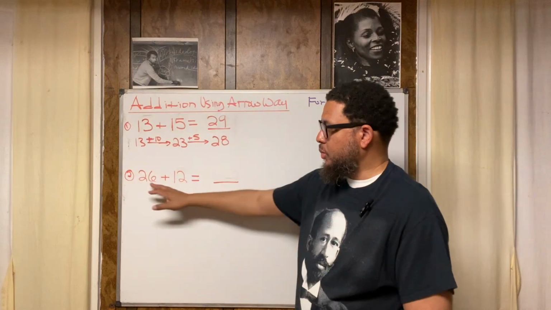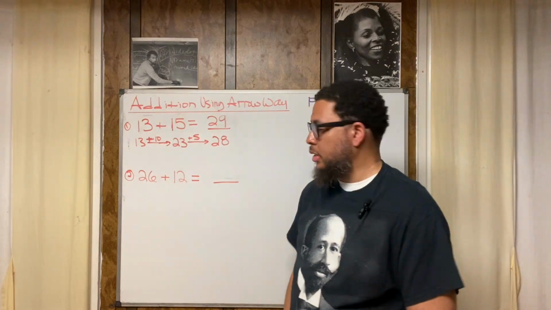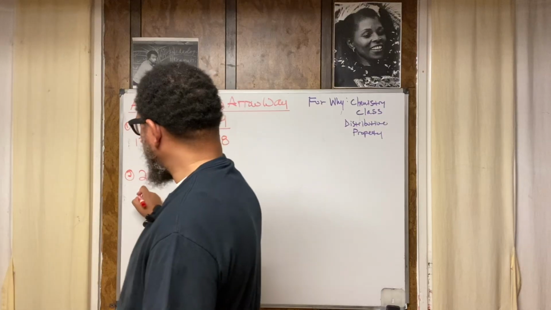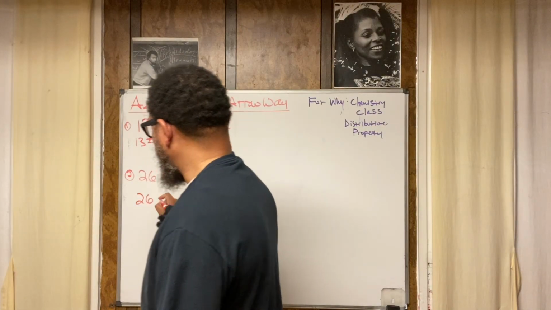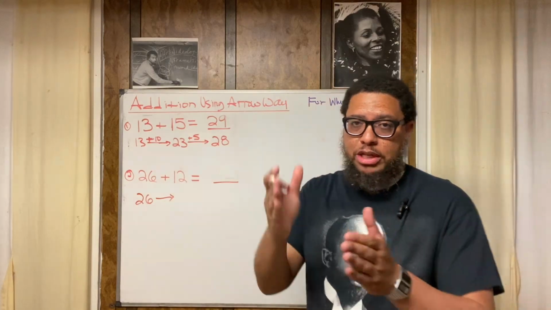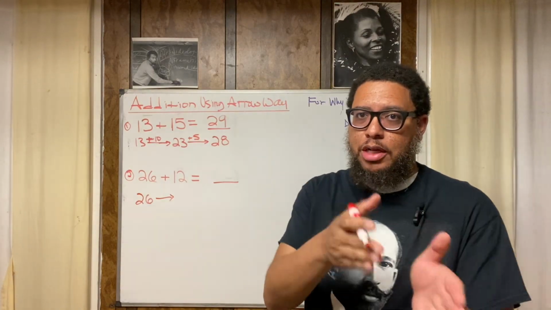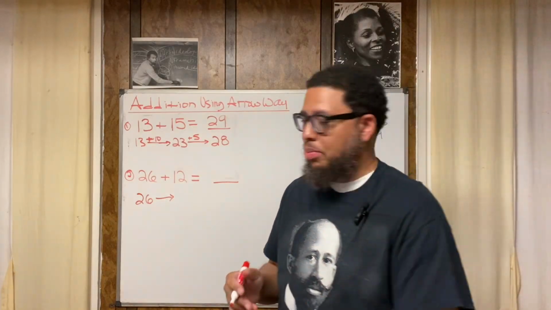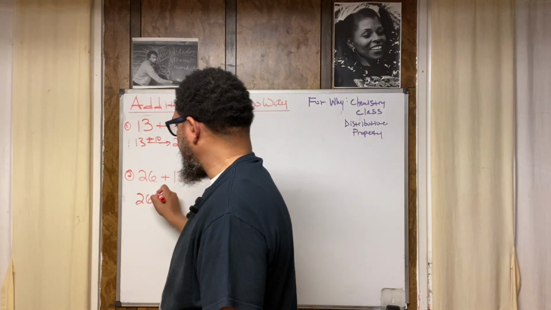All right, now 26 plus 12. So I start with 26. So I'm gonna write 26 first. That's my first add-in. I write that down. 26, then I write an arrow, and I'm gonna add my 10. I'm gonna go to 12, and I'm gonna break 12 down into 10 plus 2. 12 can be broken down into tens and ones. So I got 10 plus 2. So first I'm adding plus 10.